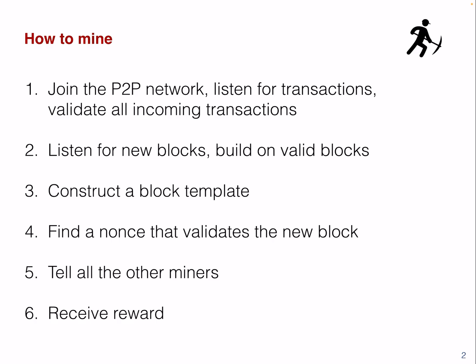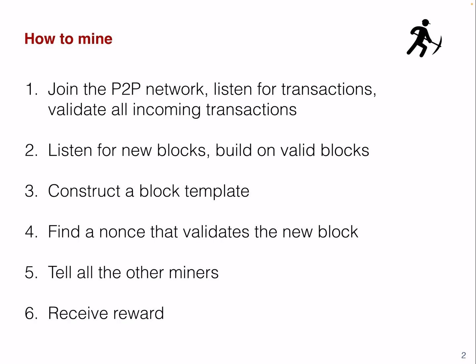So the first one is we have to join this peer-to-peer network, where peers are exchanging data about transactions and blocks. So we listen for transactions, and once we receive this data, we validate it. That's a very important step, which every blockchain peer or node should perform: validation of input data. As long as you don't validate data, you shouldn't trust that data. That's critical for security.